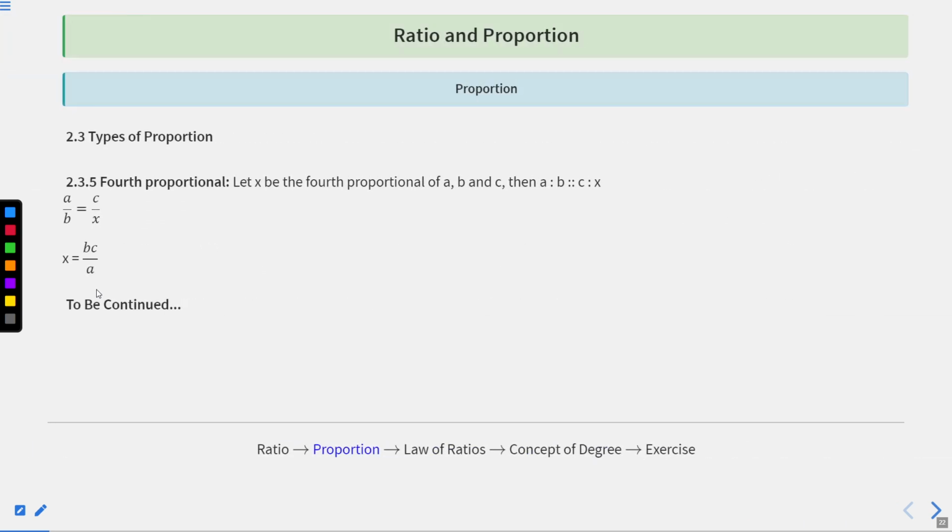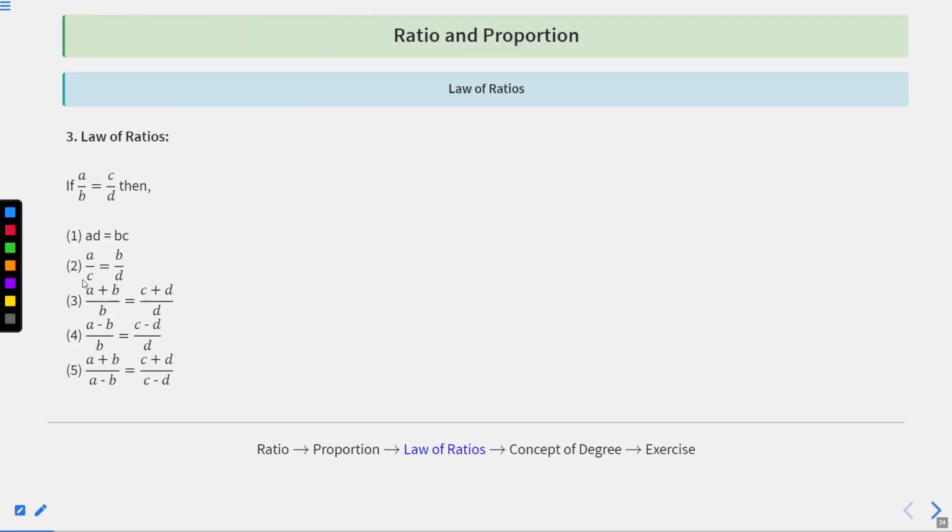Fifth type is fourth proportional. Let x be fourth proportional of a, b and c. Then we have a upon b equal to c upon x. That means x is equal to bc upon a. And the sixth type is first proportional. Let x be the first proportional of a, b and c. Then we write x upon a equal to b upon c, which is the same as x equal to ab upon c.